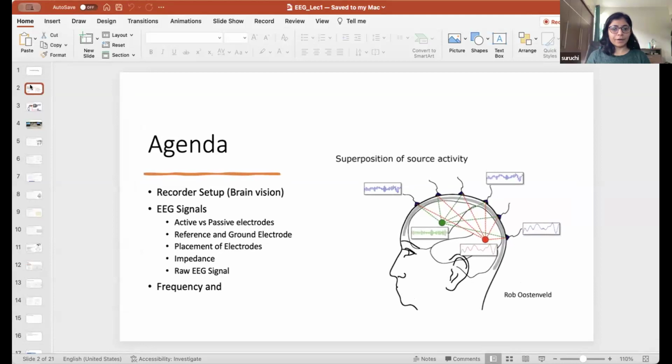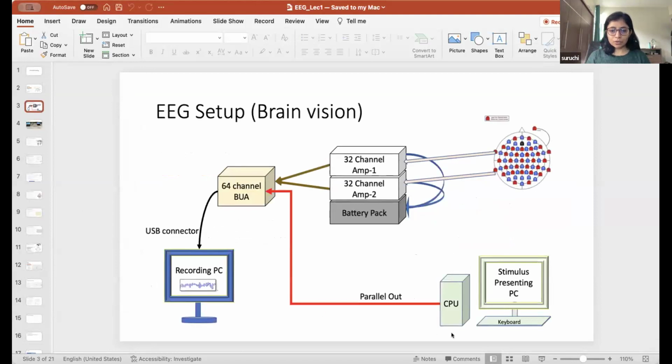So this is fine. Last time we were talking about the setup. That's where I think we stopped. We talked about how generally an EEG setup is put together. There's a cap. There are wires connecting the cap electrodes to amplifiers, and the amplifiers are typically connected to a battery pack. We have two amplifiers, each for 32 channels. It goes to an adapter. The adapter digitizes the signal from the amplifier and moves it to the recording PC.